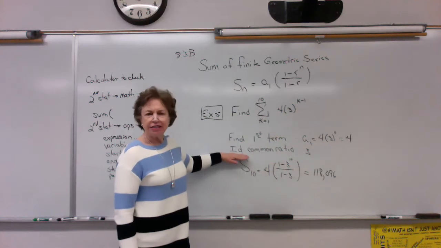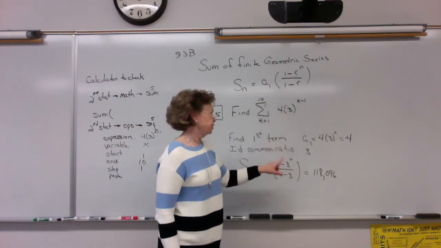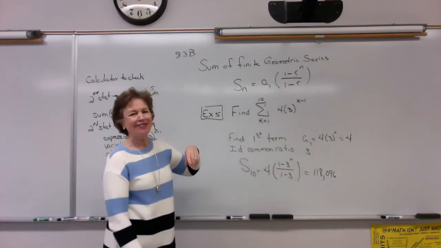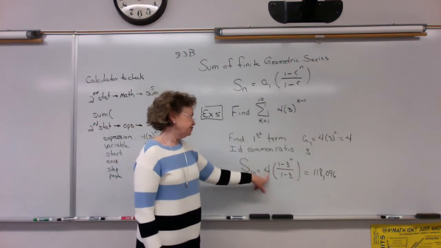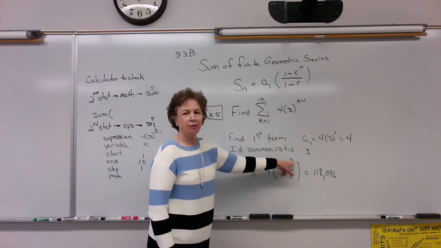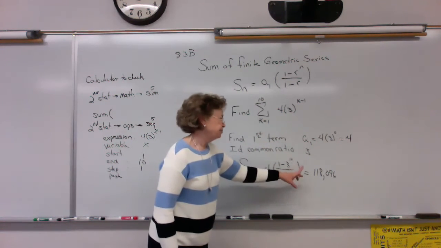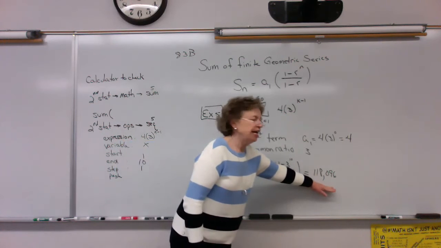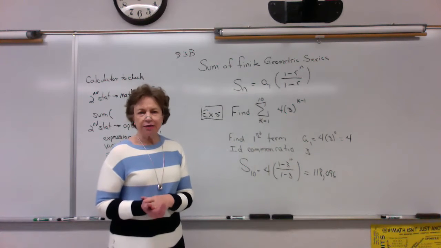The next thing we need to do is to identify the common ratio. Well, from the formula, we remember a sub 1 times the common ratio, so the common ratio is 3. At that point, all we have to do is plug it in to our formula. So the sum of the first 10 terms is 4, that's the first term, times 1 minus that common ratio raised to the nth power, which in this case is 10, divided by 1 minus the common ratio. Plug that into your calculator in one step, and out will come 118,096.